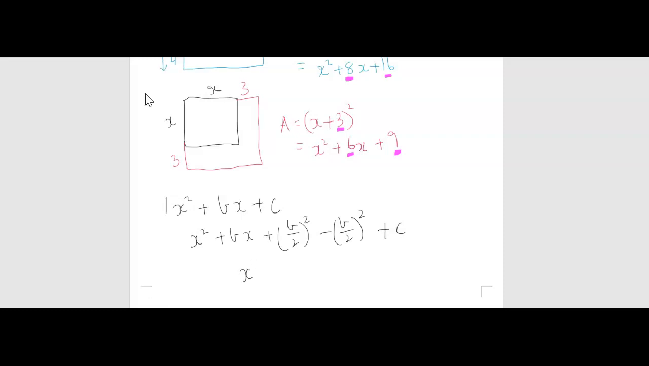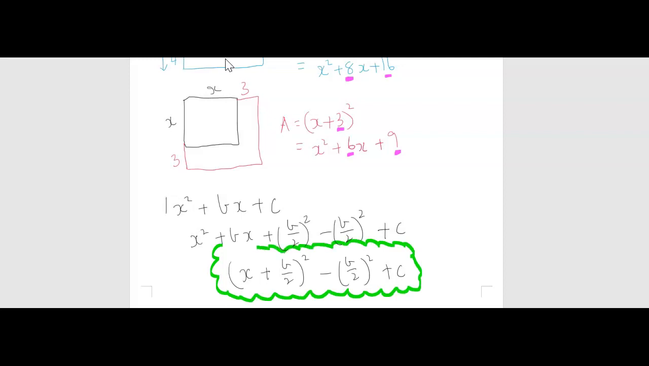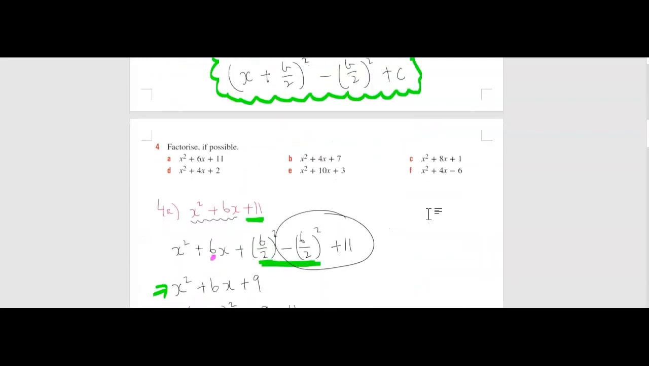Basically, when you bring that all together, you're going to have x squared. Whoops, no, not squared yet, sorry. You're going to have x plus b on 2 squared, minus b on 2 squared plus c. So this part here is what you can always just substitute b and c into. The second line, this one here, is basically showing you where it's come from. But if you want a little shortcut, then you can just do what I've got in that green rectangle. So let's do some more examples.